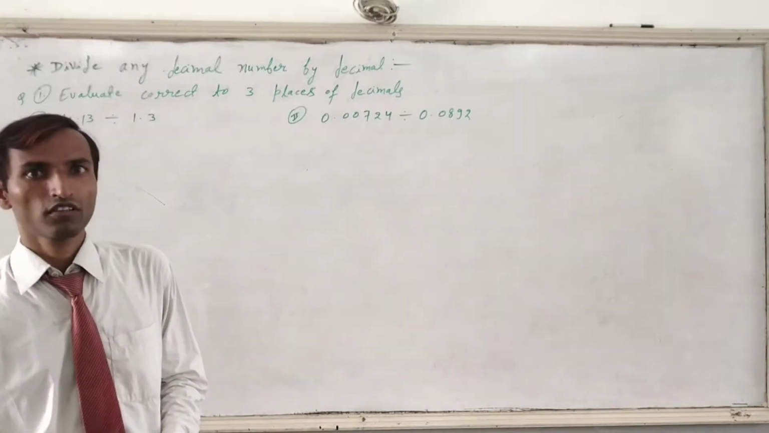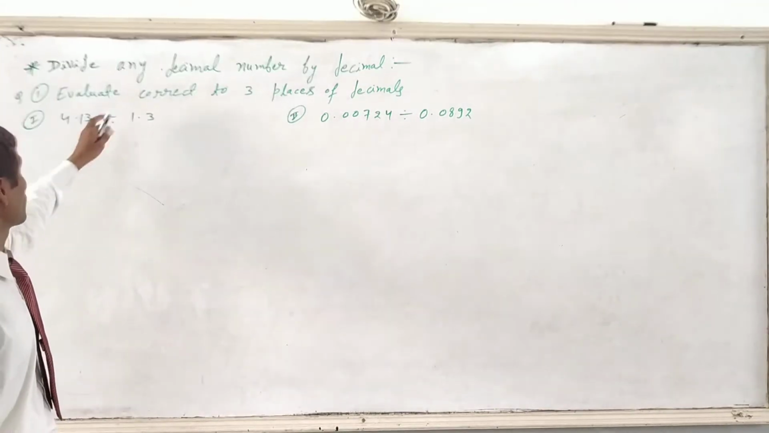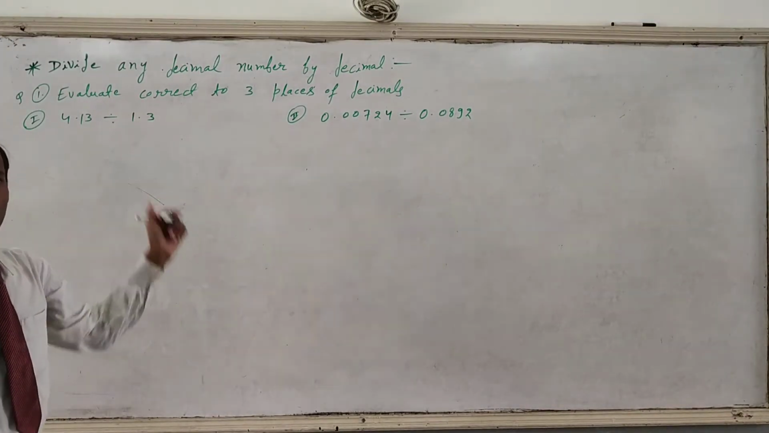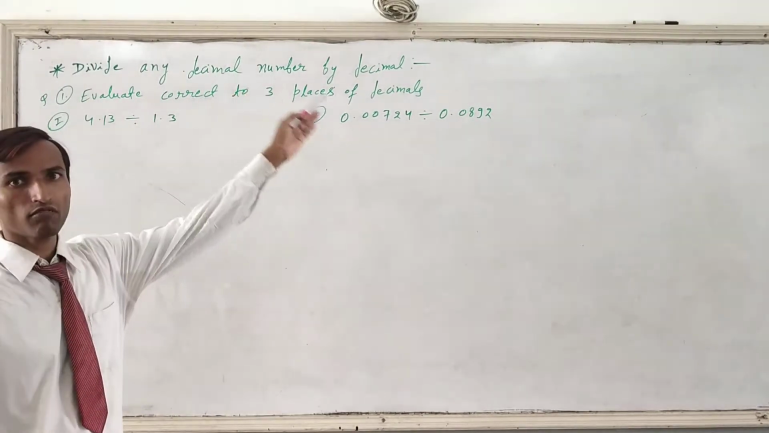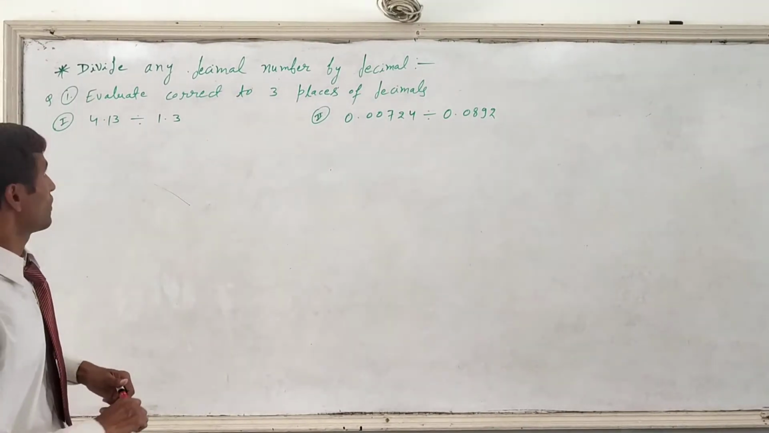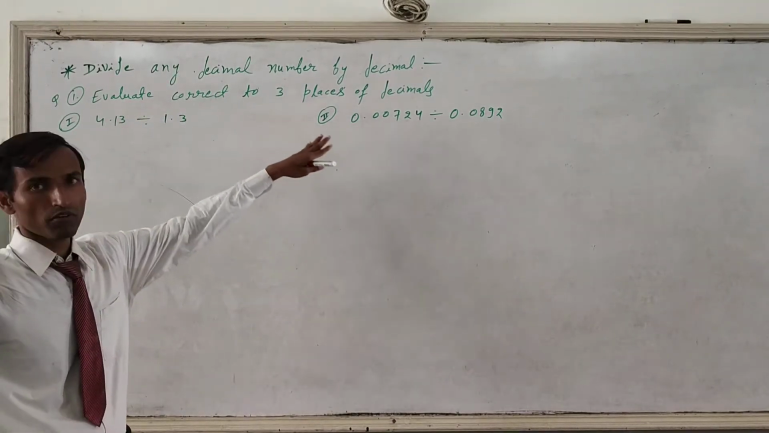Good morning, students. Today we will study decimal division: how we divide two decimal numbers. If a decimal number is given, we have to divide it by a decimal number. And the question is asking like this: evaluate correct to three decimal places.